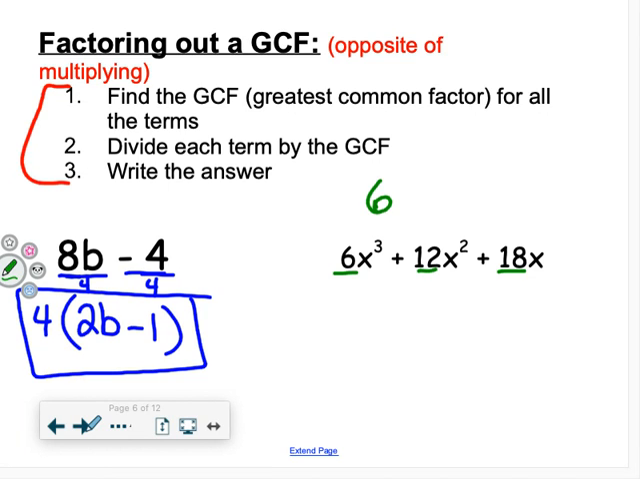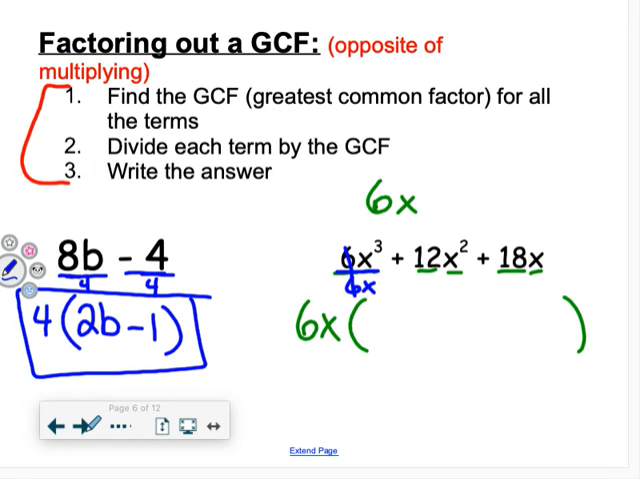And now we look to see, really what you're looking for is what is our lowest x value? Well, we have x to the third, x to the second, x to the first. So the most we can take out is 1x. So now what we need to do, we have our GCF out here, and we need to think, what do we have left over? If I take 6x to the third and now divide it by 6x, we get left with just 1. And then we have x to the third over x.